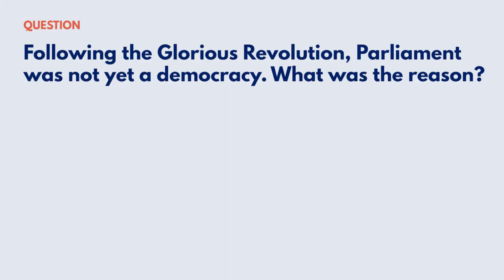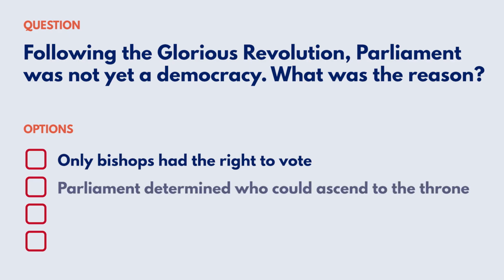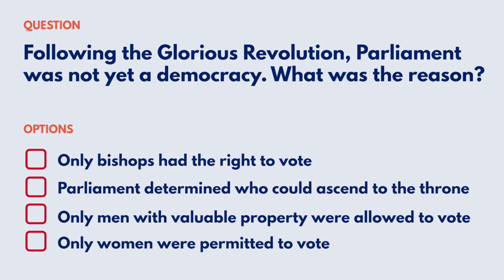Following the Glorious Revolution, Parliament was not yet a democracy. What was the reason? Only bishops had the right to vote. Parliament determined who could ascend to the throne. Only men possessing property of a specific value were allowed to vote. Only women were permitted to vote.